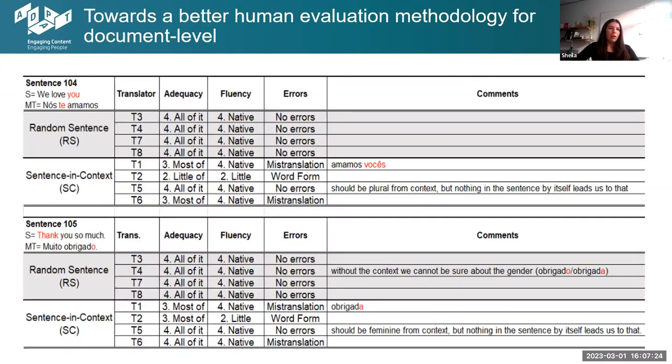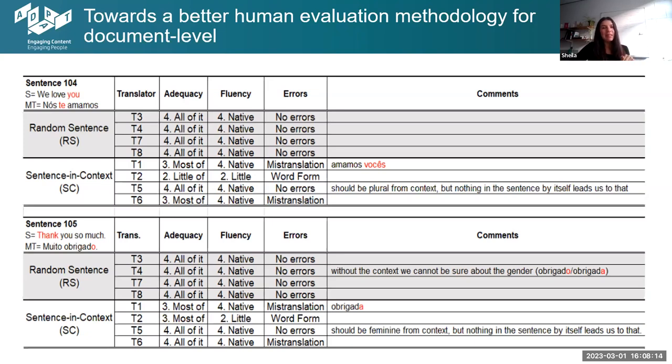So here is a real example of misevaluation that happened in the experiment. So you see in sentence 105 there, the thank you so much. Machine translation translated that into the masculine, muito obrigado. When I gave that sentence in the random sentence methodology, all translators thought that it was very adequate. They gave it a high adequacy. All of them thought it was very fluent, so they gave it a 4. All of them gave it a 4 for fluency. None of them thought there were any errors, even though one commented, I cannot be sure if it's male or female, but it's correct the way it is.